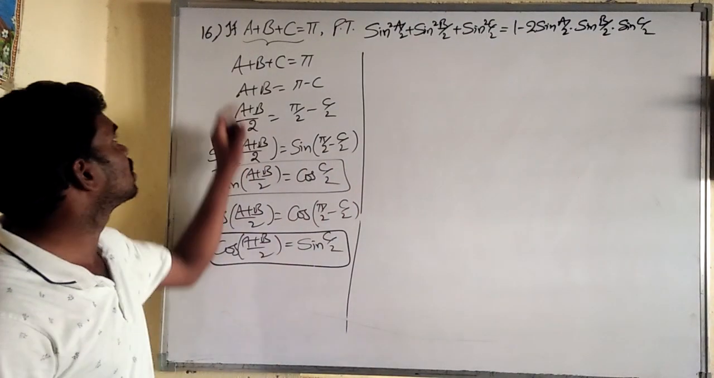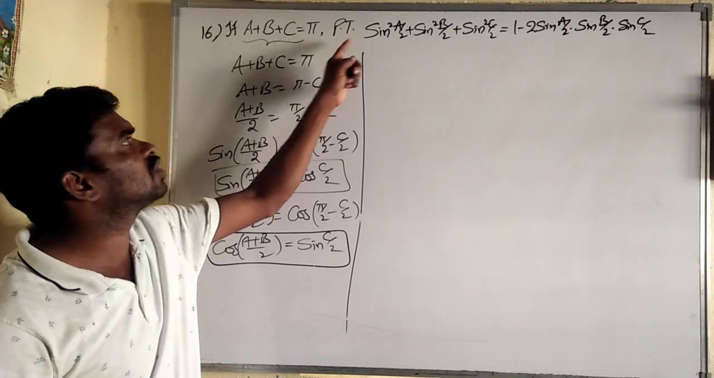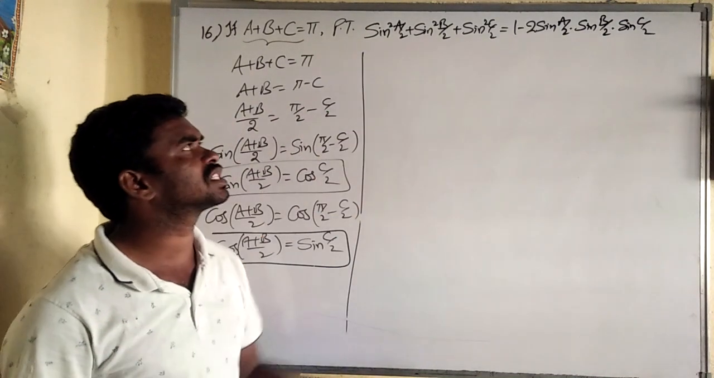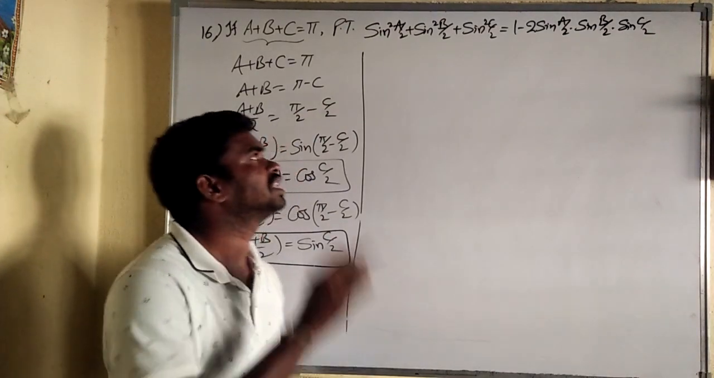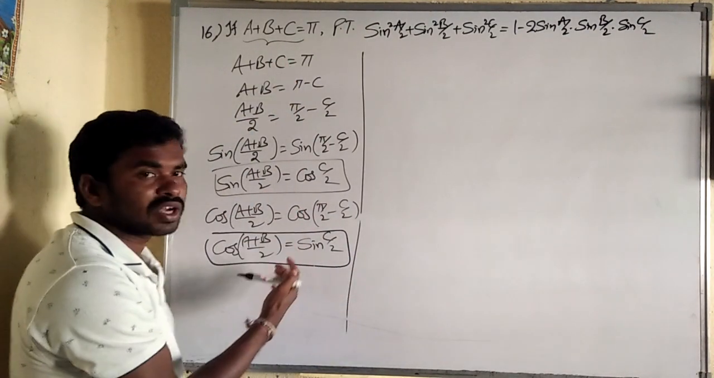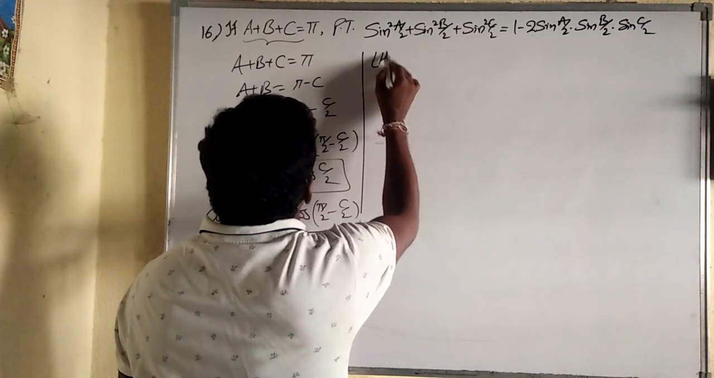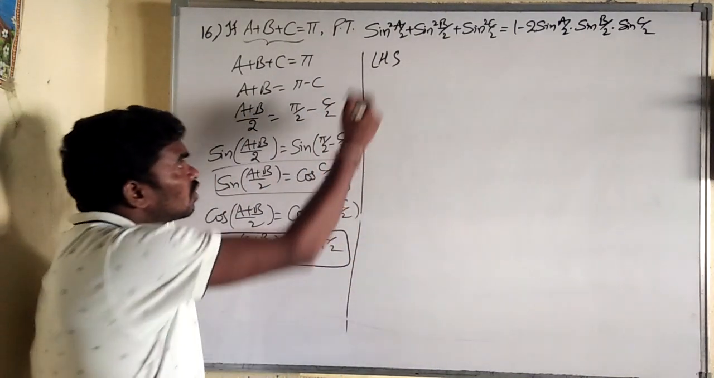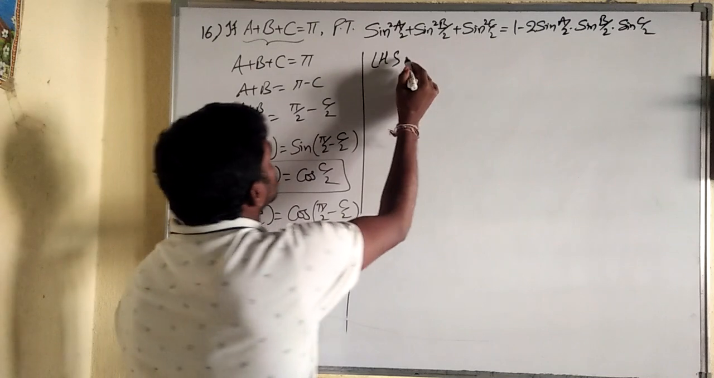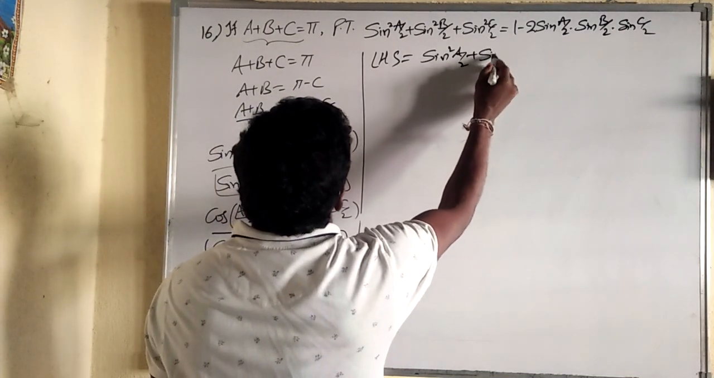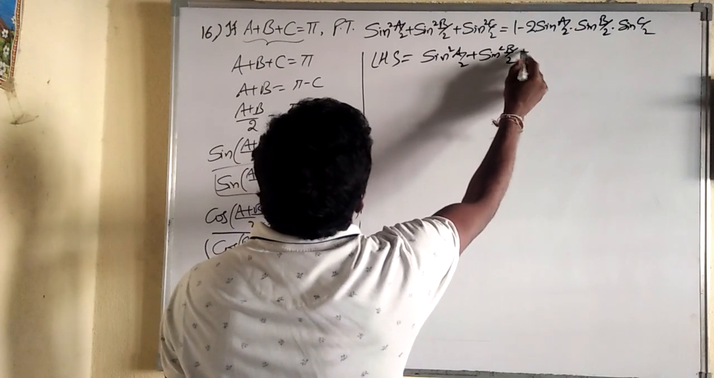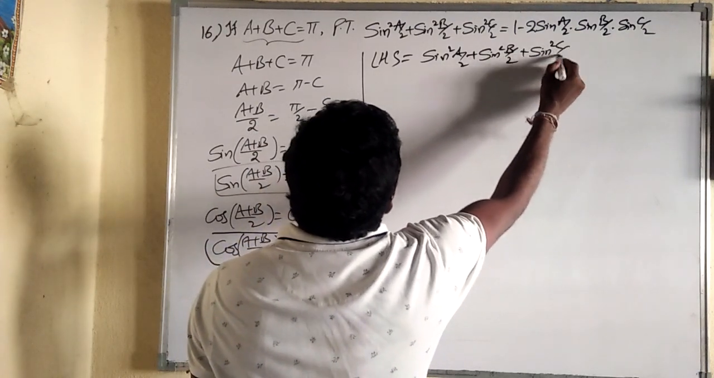Next, 16th question. If a + b + c is equal to pi, then prove that sin square a/2 plus sin square b/2 plus sin square c/2 is equal to 1 minus 2 sin a/2 sin b/2 sin c/2. Okay, this is the same process. Now take LHS. We must write these steps first.